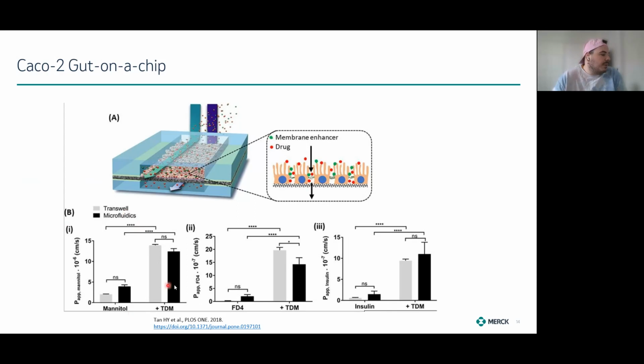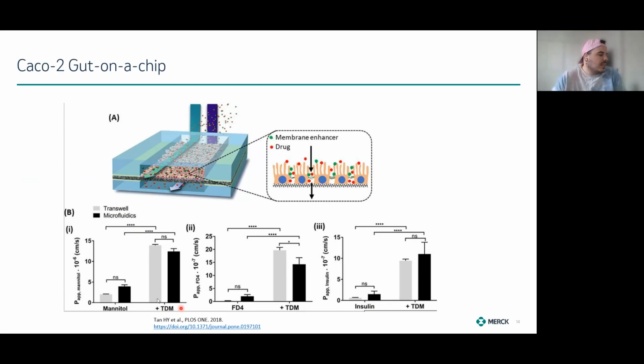And they were looking at the permeability of mannitol, FD4, so that's the 4 kilodalton dextran. It's a very commonly used molecule in oral peptide delivery because it's a fluorescent dextran of around the same size as the peptides we look at, but we're able to assay it very quickly. And then insulin, which is also a commonly used one in this space, because again, we're able to measure it pretty quickly. They were looking at it in transwells or in their chip, without the presence of a permeation enhancer or in the presence of a permeation enhancer.